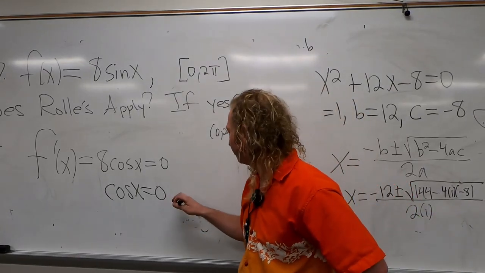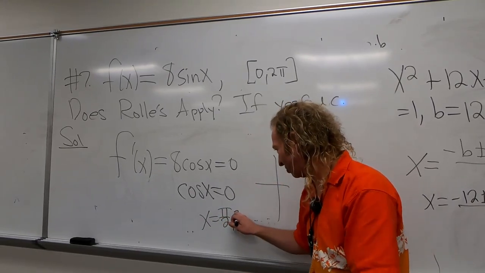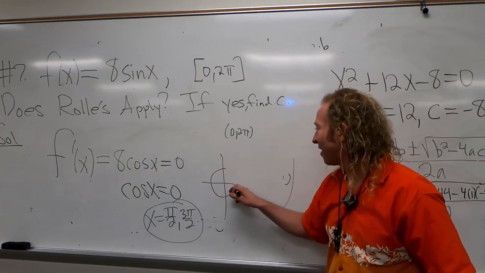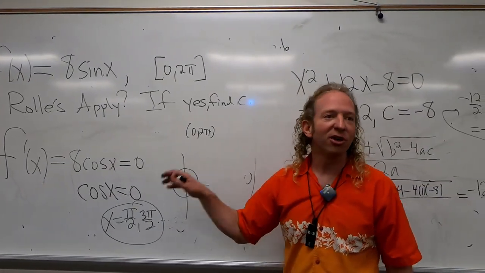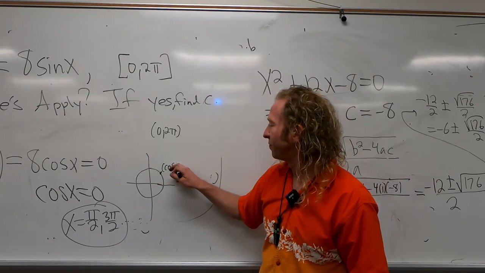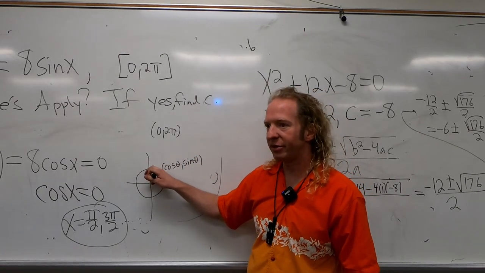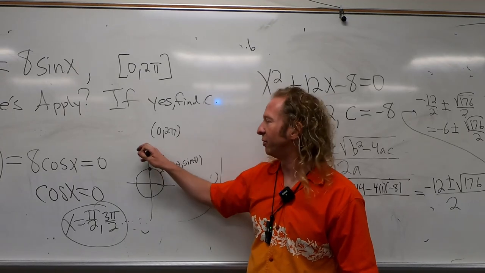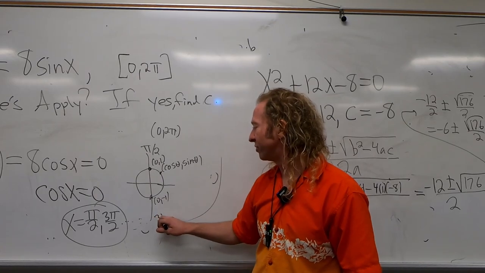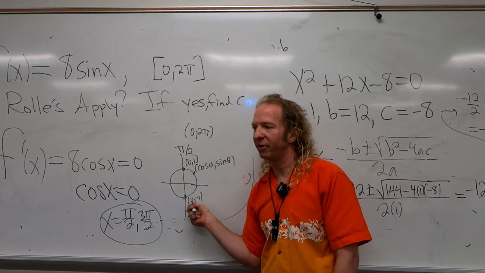Pi over 2 and 3 pi over 2, very good. So I'll write them down, and then I'll explain it. On the unit circle, cosine is the x-coordinate, and sine is the y-coordinate. So this is cosine theta, sine theta. Here, this is 0, 1, and this is pi over 2. And here, this is 0, negative 1, and this is 3 pi over 2. So the x-coordinate will be 0 at pi over 2 and at 3 pi over 2.